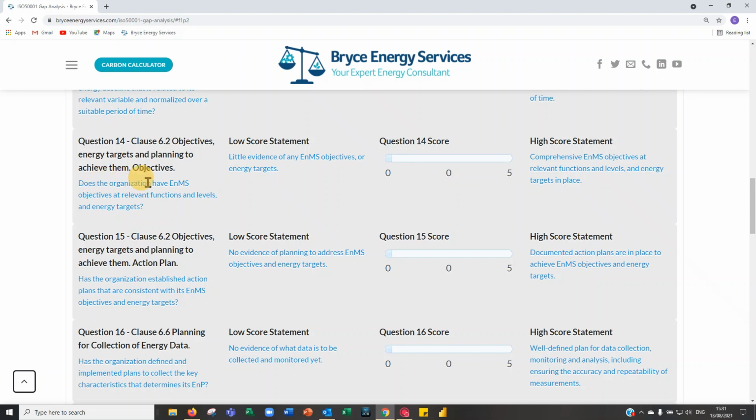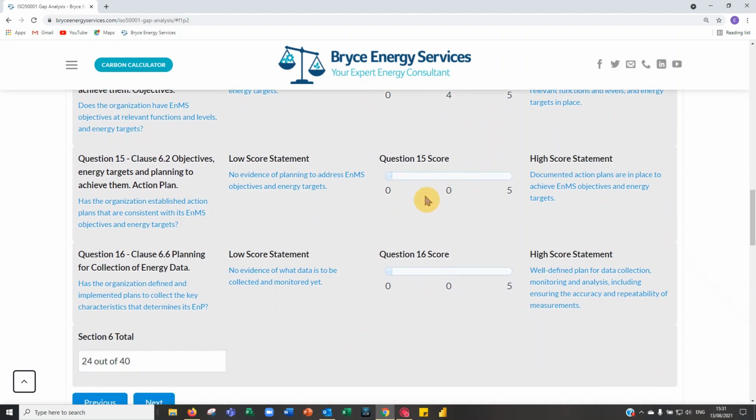Objectives, energy targets, planning objectives. So does the organization have energy management system objectives at relevant functions and levels? This is as much who's responsible for the objective, what functions, i.e. is it the site engineer, is it the manager, is it the maintenance technician? Who is responsible for the objectives of the energy management system, and are they clear? Action plan. Has the organization established action plans that are consistent? So this is the direction, for a particular energy use, what is the plan for that system?